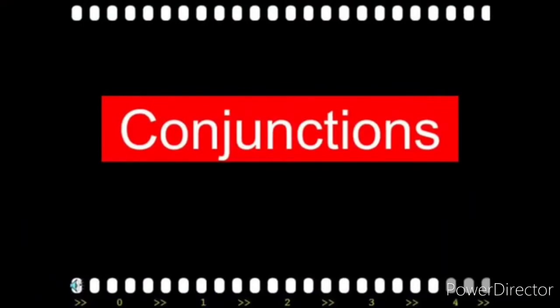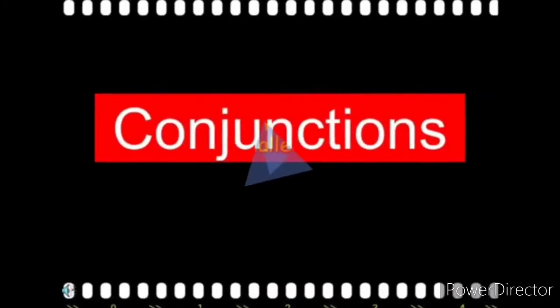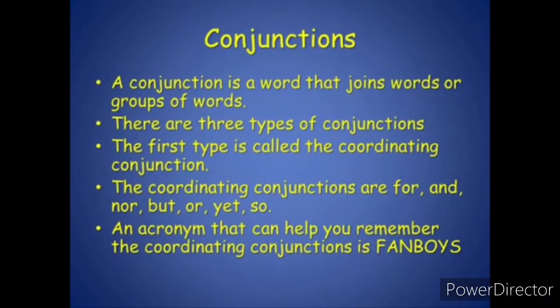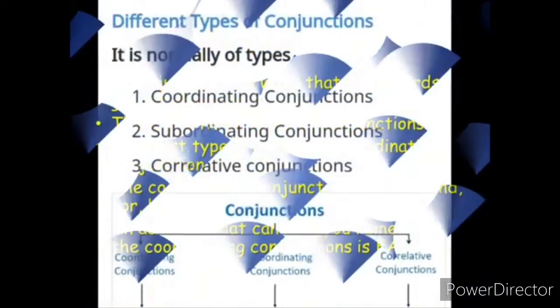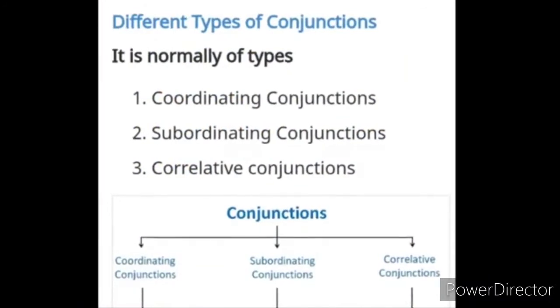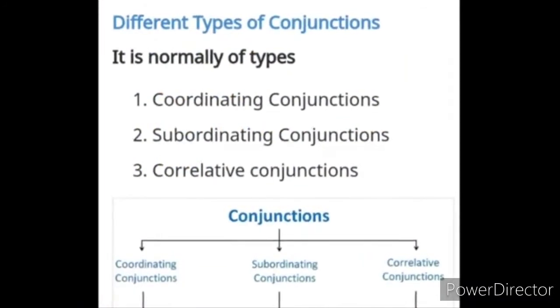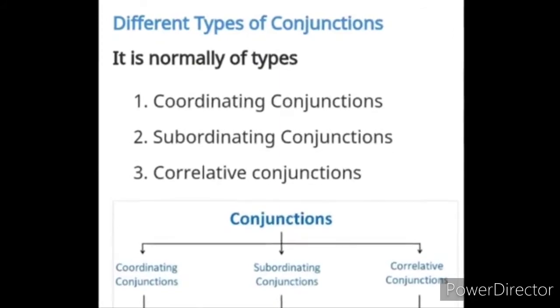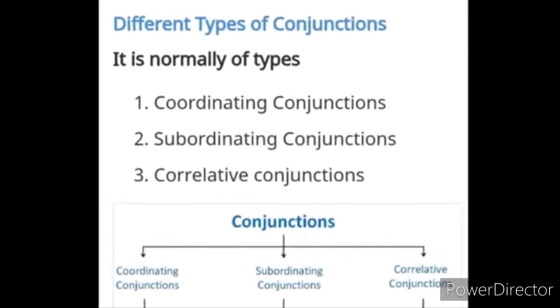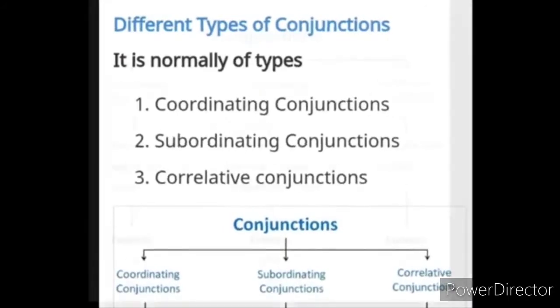Children, I think now you might be clear about the conjunctions. Now, we are going to see briefly about these conjunctions and their kinds with examples. Children, as I told you before, a conjunction is a word that joins words or groups of words. There are three different major types of conjunctions. They are coordinating conjunctions, subordinating conjunctions, and the third one is correlative conjunctions.